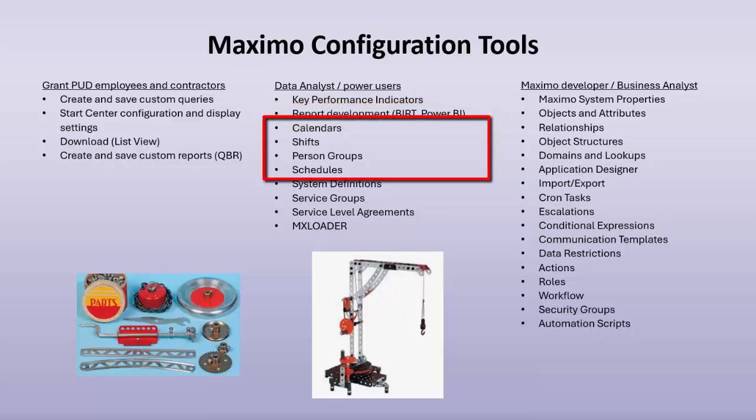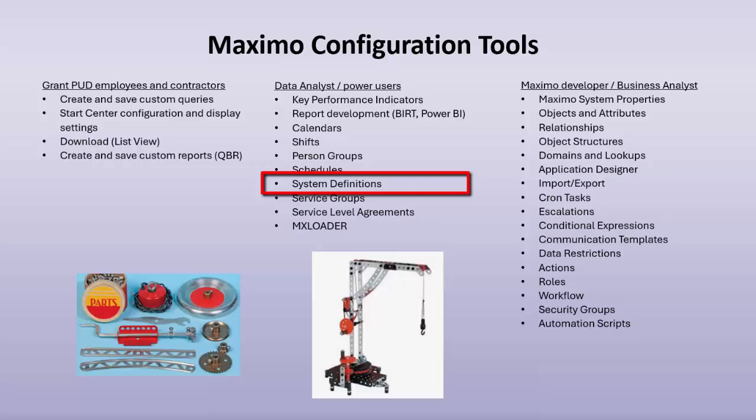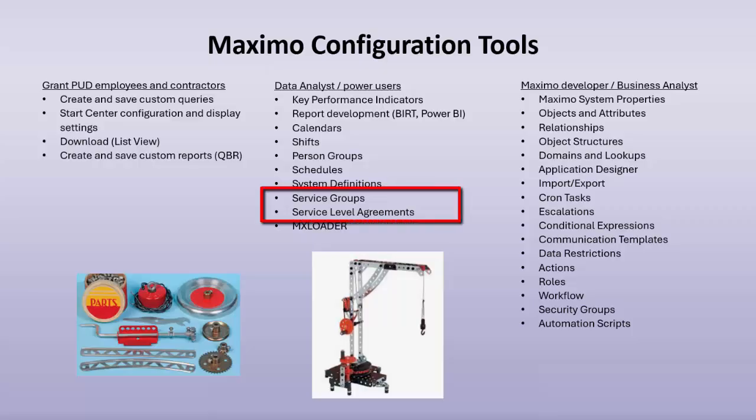Calendar shifts and person groups, or crew records, can be used to coordinate and balance available resources. Most notably, these records, along with work orders, can be used to maintain schedules for current and future work. System definitions are used to categorize and report different types of assets. We're currently using service group records for the facility's service request process, and we're using service level agreements to automatically set the target finish dates on the facility's work orders.